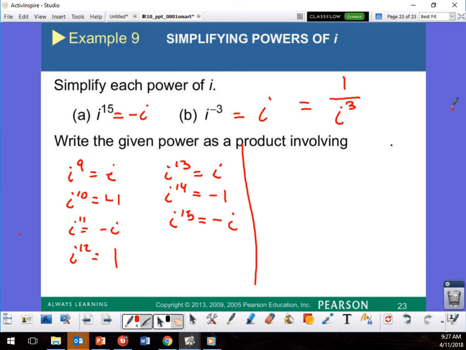Okay. Now, 1 over i to the third, right? But i to the third is negative i, right? So that's 1 over negative i. So what's the real answer? I'm almost done. Okay, let's get it.